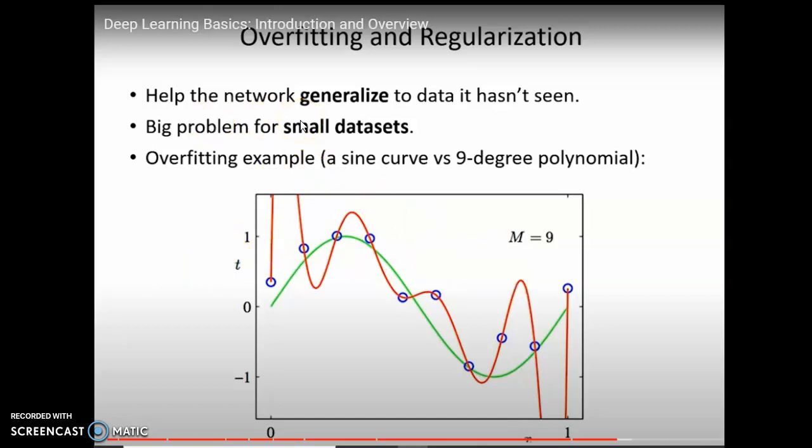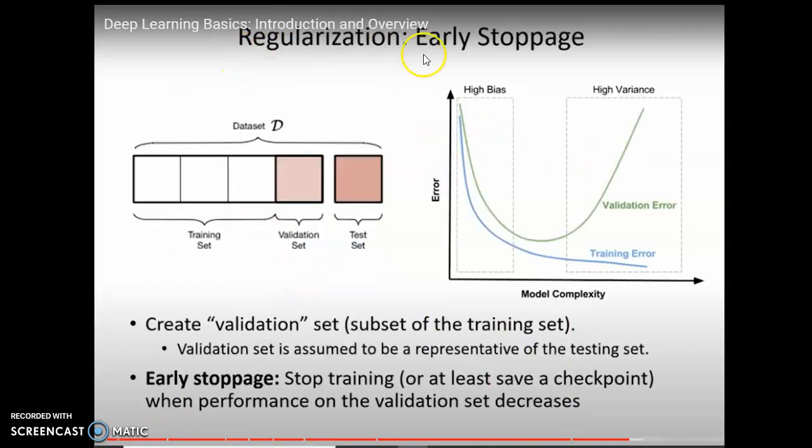Regularization helps the network generalize to data it hasn't seen. Overfitting is a big problem for small data sets. Overfitting example, a sine curve versus a 9 degree polynomial. Regularization, early stoppage.